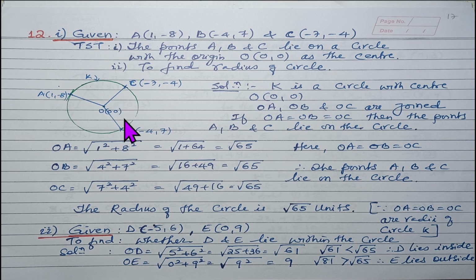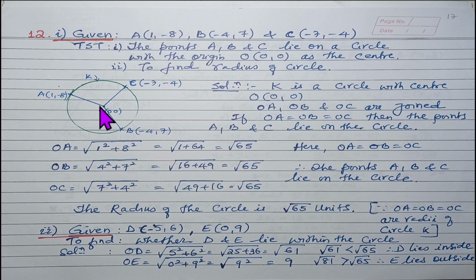Now if K is a circle with the center O, with center of the circle as coordinates 0, 0, OA, OB and OC are joined, I can join OA, OB, OC, and they are nothing but the radii. Now if I show that OA is equal to OB is equal to OC, it means that all the 3 points A, B and C lie on the circle. So now let us find out, again apply the distance formula here.